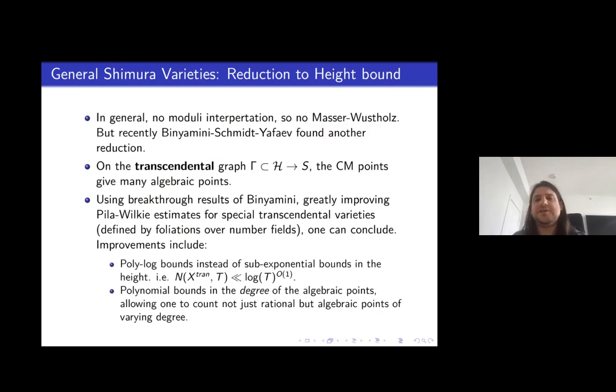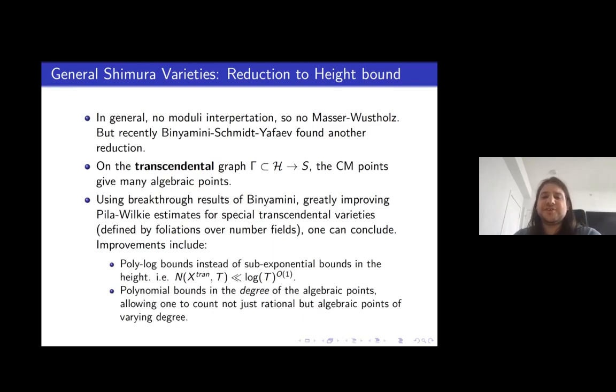His bounds constitute improvements in two major directions. First of all, instead of sub-exponential bounds in the height, he gets polylog bounds. So he gets log t to the O of 1 as opposed to t to the epsilon for the number of points. So that is what Pila and Wilkie got.